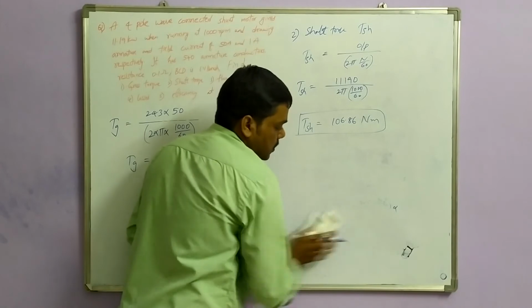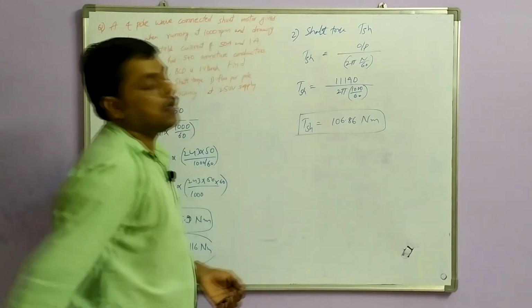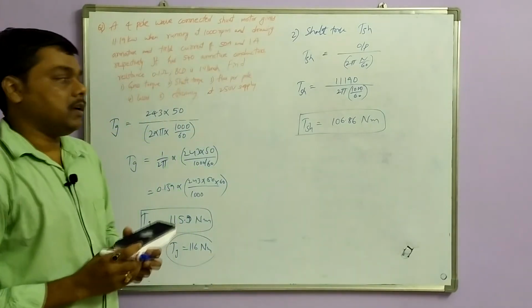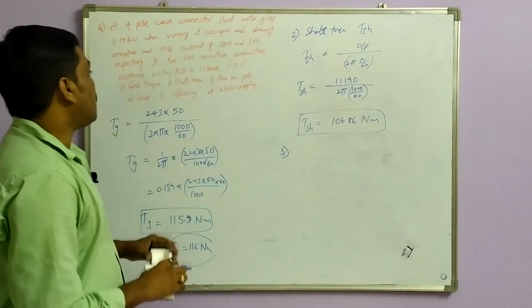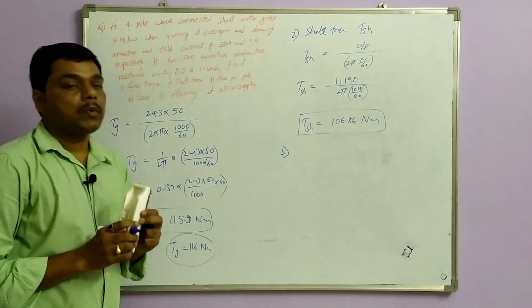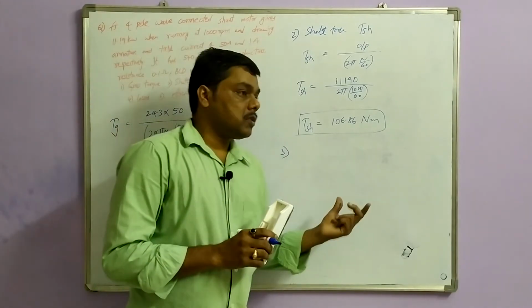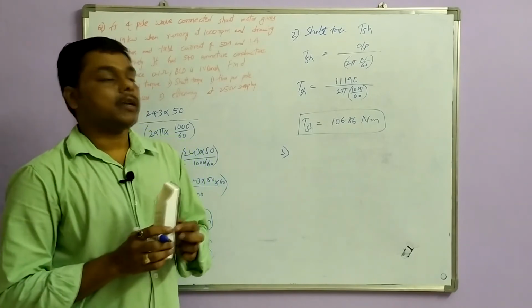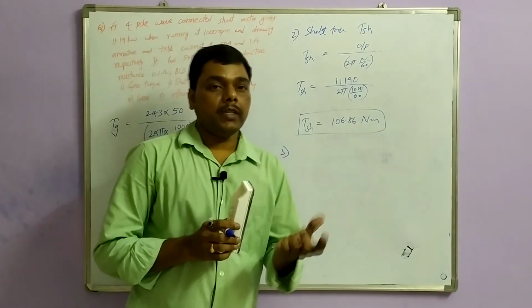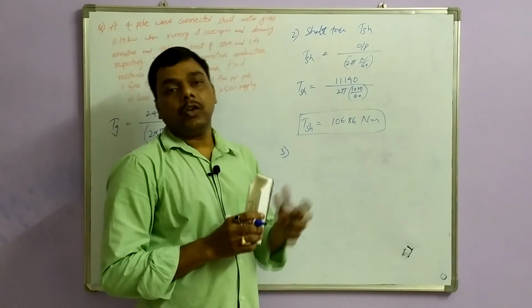Now we will go for the third case, that is flux per pole calculation. So the third case is flux per pole. Now how are we going to calculate the flux per pole? We know the gross torque and we know the formula for gross torque and all the parameters except flux. If you substitute in that, we will get the flux value from that.